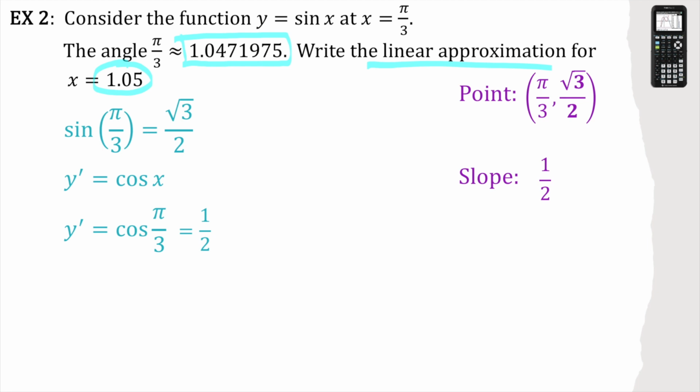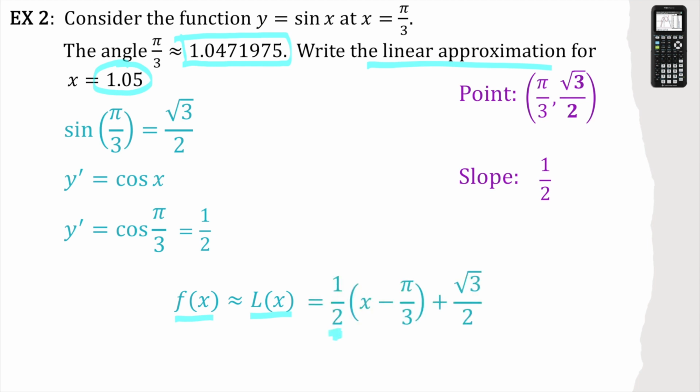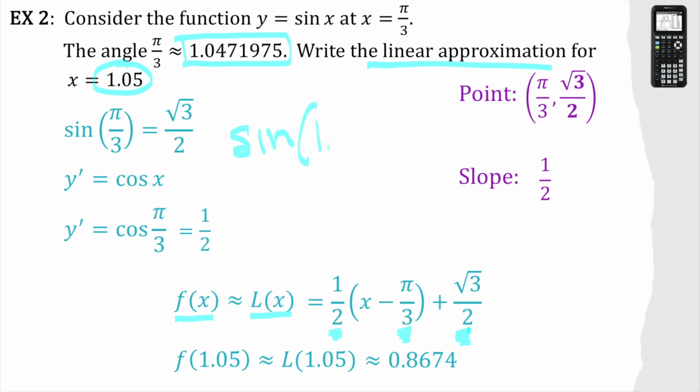We have point, we have slope. Now we're going to approximate our function using this line. 1/2 is our slope, and then our point, pi over 3, root 3 over 2. Now I just have to plug in 1.05 to that. So it's about 0.8674. Now, clearly, you could have just used your calculator to do sine of 1.05, but that's not actually the point of this lesson. So just go with me on this.